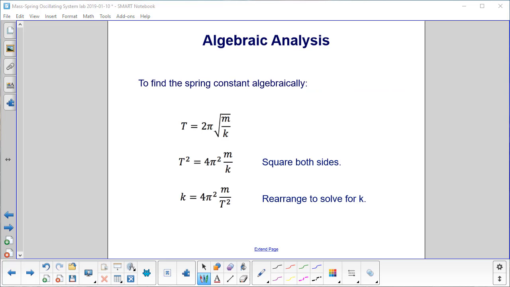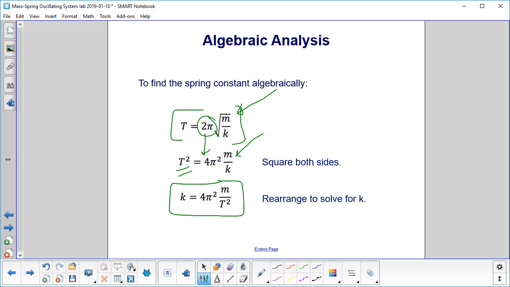To find the spring constant algebraically, we start with our formula for the period, and we want to get rid of that square root sign. So what do we do? Square both sides. So we get T squared is 4 pi squared, that's 2 pi squared, and then when you square a radical, you just get what was inside, so that's m over k. Then rearrange that to solve for k. So k is 4 pi squared times the mass divided by the period squared of that oscillation for that particular mass.